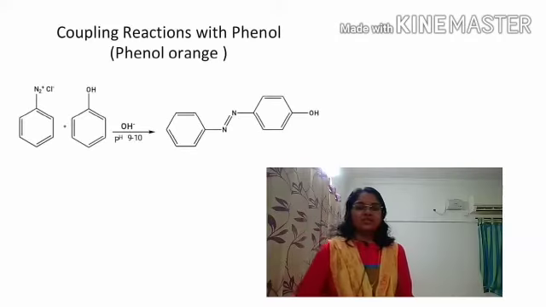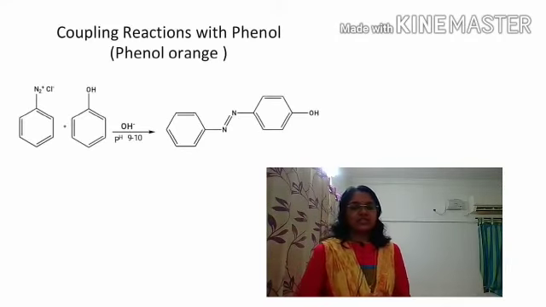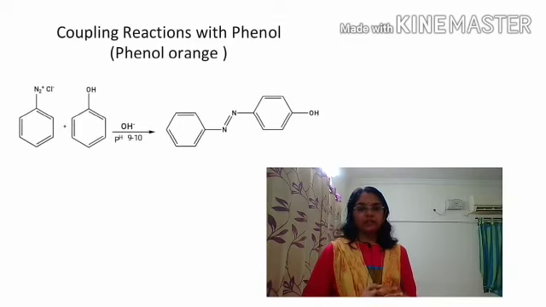So let us discuss the next type of reaction, that is coupling reaction. In coupling reaction of diazonium salt, the N2 group, that is the diazo group, is retained. Diazonium chloride undergoes coupling reaction with electron-rich compounds like phenol and amines. It results in the formation of azo compounds that are highly colored and result in the formation of various dyes.